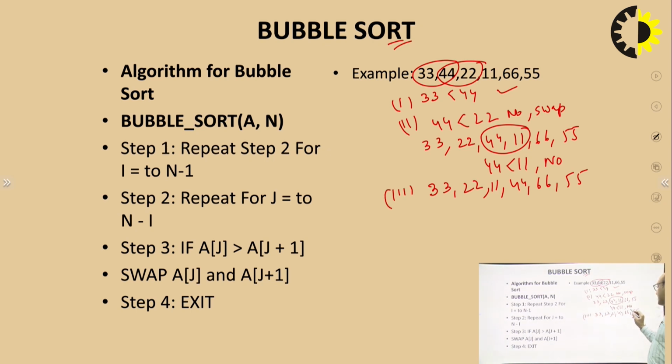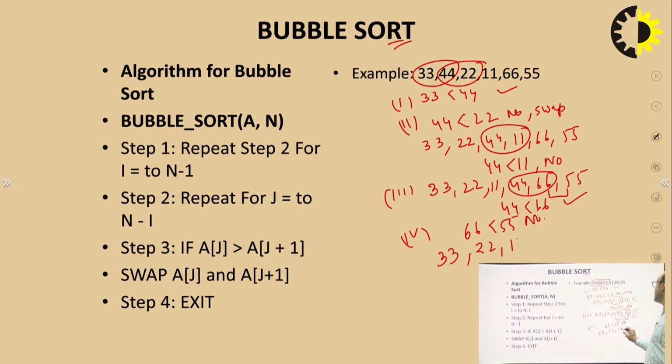Okay. Then 44 and 66: no change will take place. 44 is less than 66, it's okay. The list will remain the same. Then 66 will be compared with 55. No. Then we need to change, and the list becomes 33, 22, 11, 44, 55, 66. Okay, so this is the completion of the first iteration.